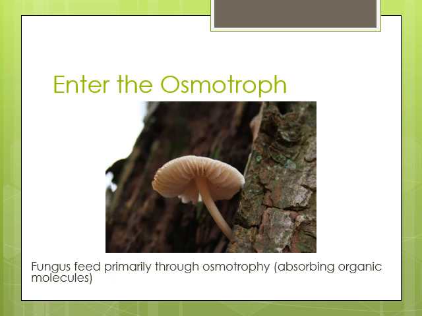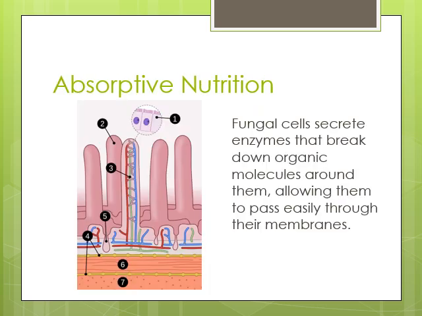Osmotrophy is going to occur when you move nutrients directly across the membrane. So here's an image of a membrane. You get nutrients from one side to the other without forming big bubbles around them. This is called absorptive nutrition.